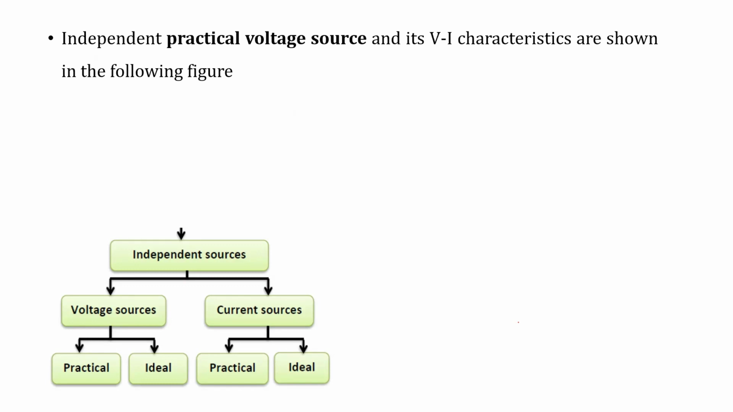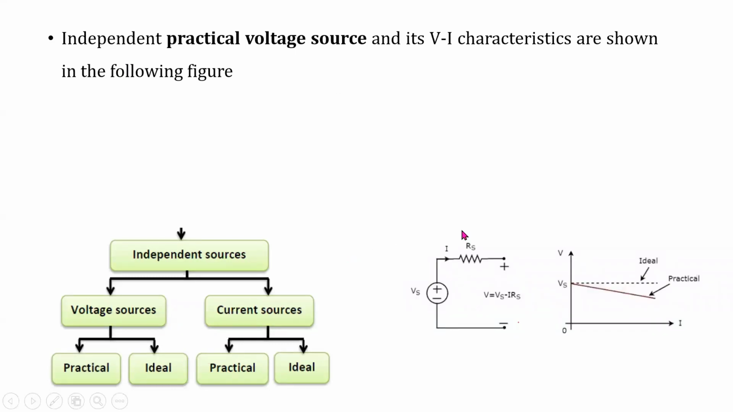Independent practical sources and their VI characteristics are shown in the figure here. What is the difference between the previous one and this one? Here we find internal resistance. Along with the source, we find the internal resistance here. Because of the presence of this internal resistance, there is a slight deviation from its ideal characteristics.